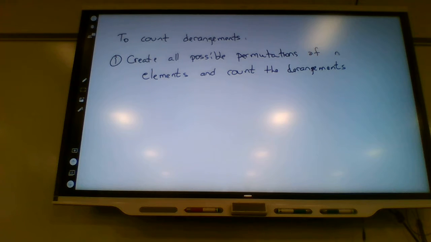Except what can we do? We could rule out some possible permutations and not consider those. What permutations do we not have to consider?